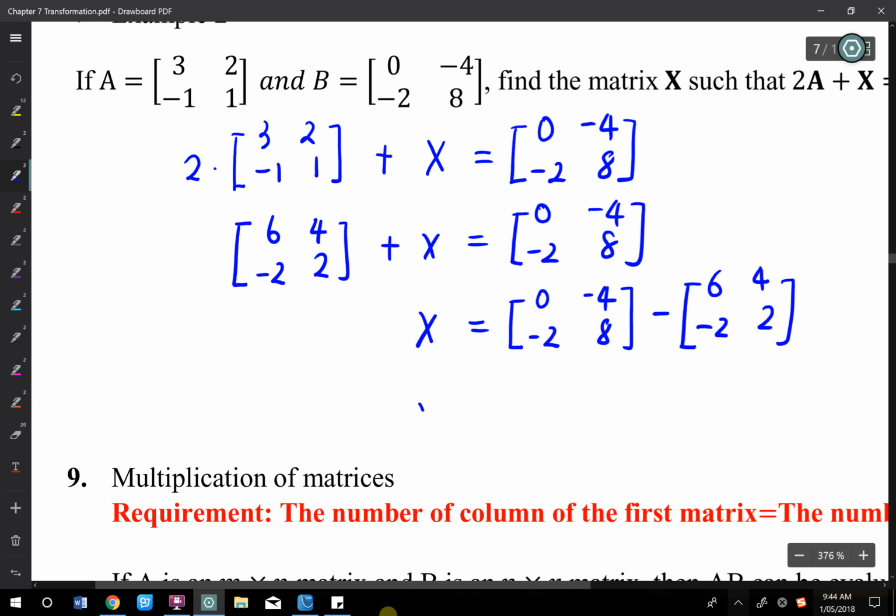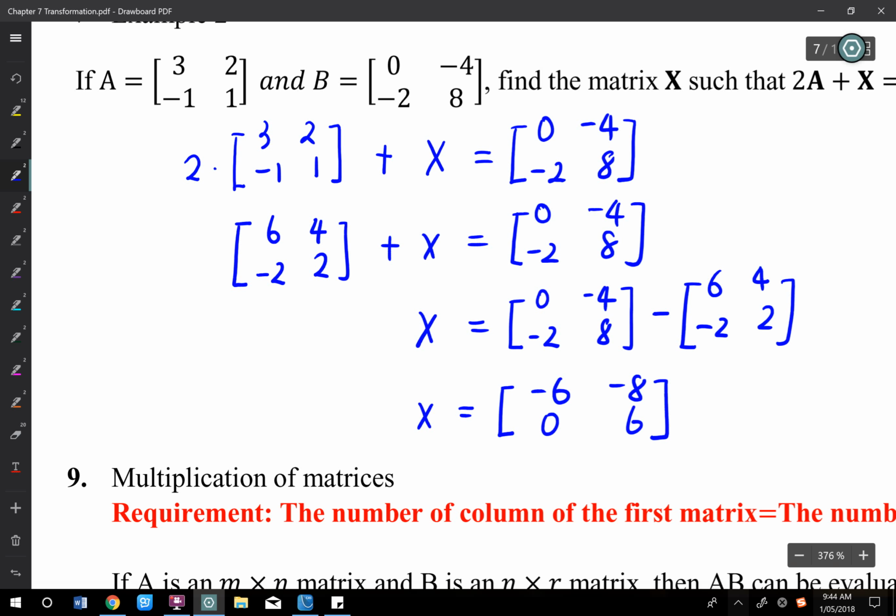So X here will equal negative 6, negative 8, 0, and 6. Okay, 0 minus 6 is minus 6, minus 4 is minus 8, minus 2 minus negative 2 is 0, and 8 minus 2 is 6. That's what we have for X. So same as number, when we're solving for X, we use B to subtract A.